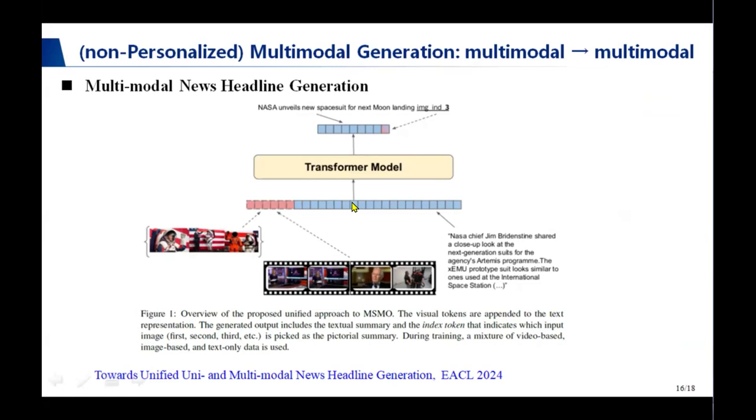And they will all be put into a transformer and become an embedding, where the first majority of the embedding are about the text, and then the final few are about the indexes of the multimodal content, such as image or the videos.